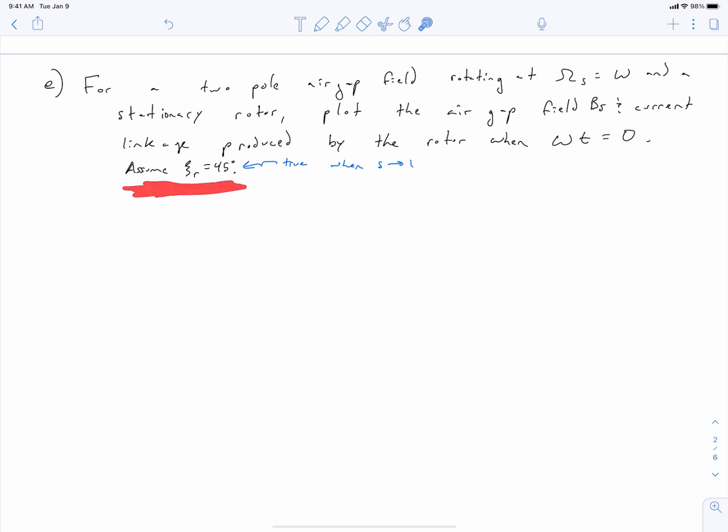This type of angle for the rotor load impedance would correspond to a high value of slip. As your slip is approaching 1, your rotor impedance will be getting larger and larger because the frequency seen in the rotor is increasing. So go ahead, give this a try, and resume watching when you're ready to see the solution.